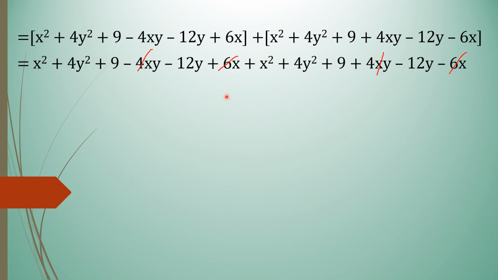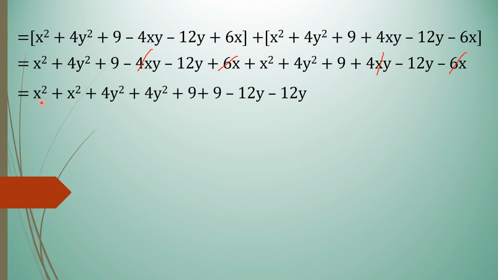So x square and we'll bring x square together. So next step we'll write down like that, x square plus 4y square. Here also one 4y square, so 4y square plus 9, then plus 9 minus 12y minus 12y. So we have grouped the like terms together. Now we'll add this.